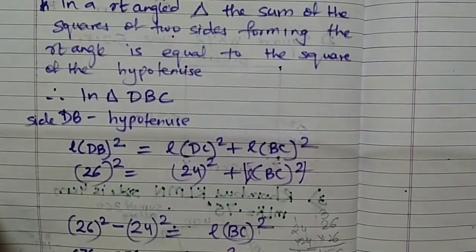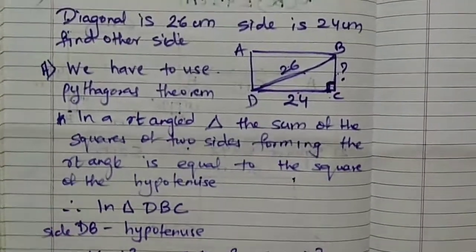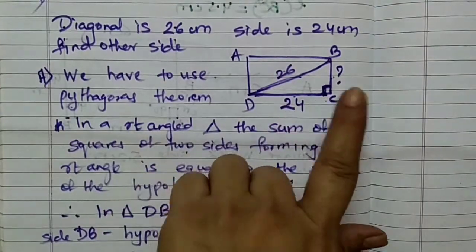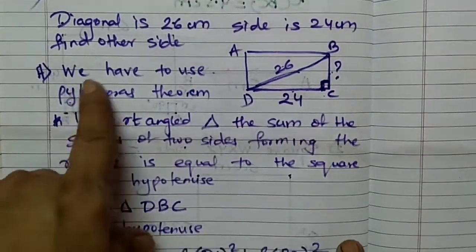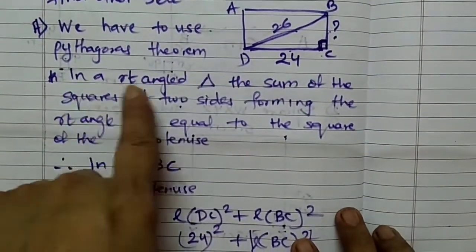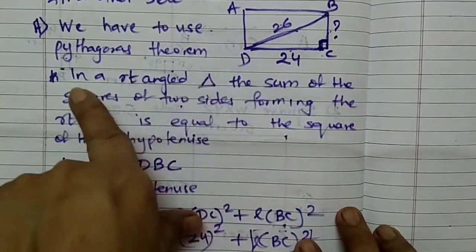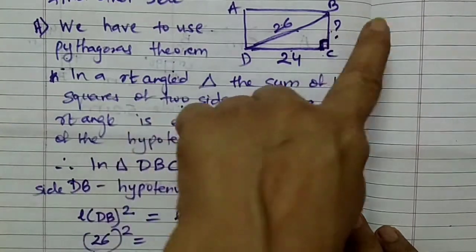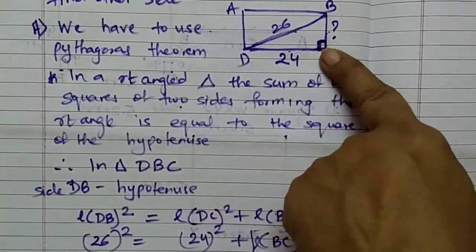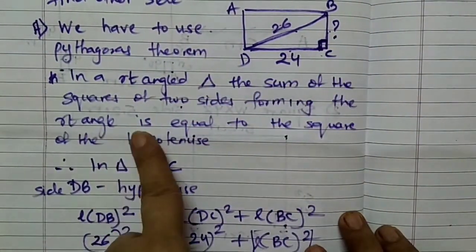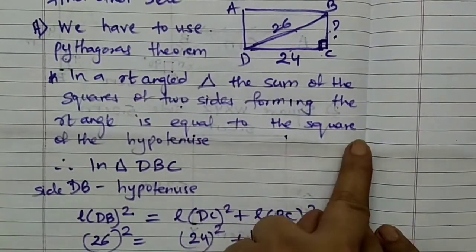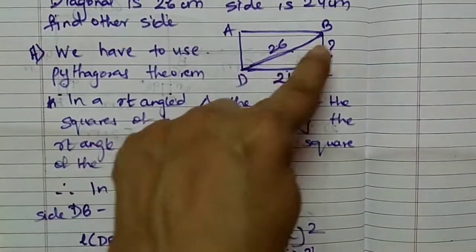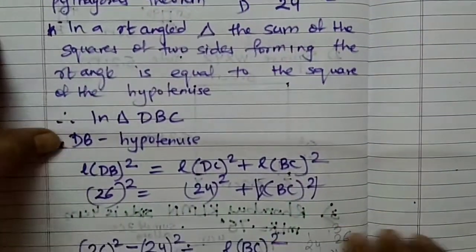We have used Pythagoras theorem to solve this sum. They have given us the diagonal, they have given us one side, we have to find the other side. So we have used Pythagoras theorem. What is a Pythagoras theorem? In a right angle triangle, the sum of the squares of the two sides forming the right angle is equal to the square of the hypotenuse. The diagonal is the hypotenuse.